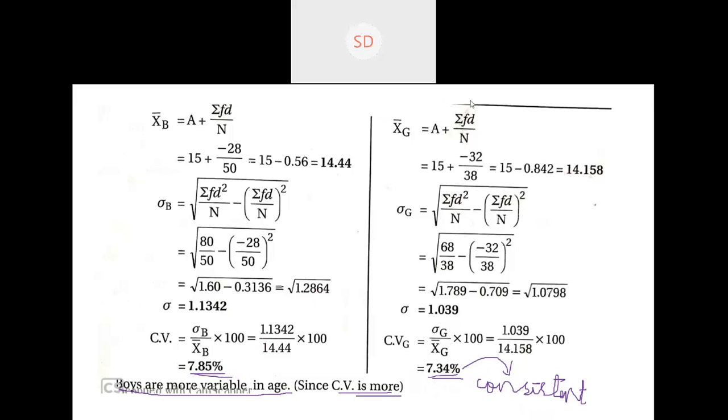Okay, so does anybody have a doubt in this problem? So everybody understood the problem. That's great.